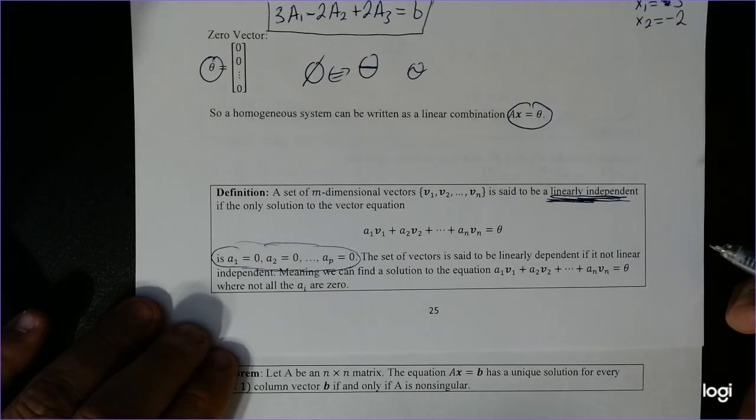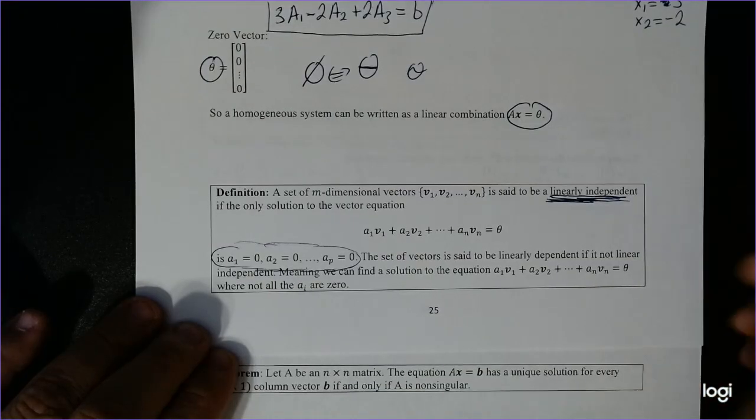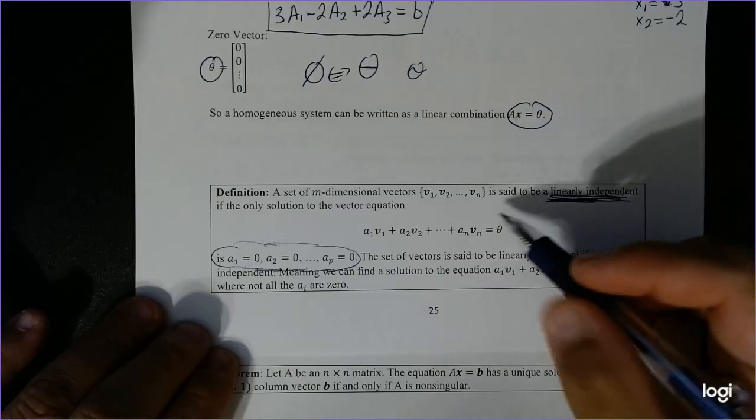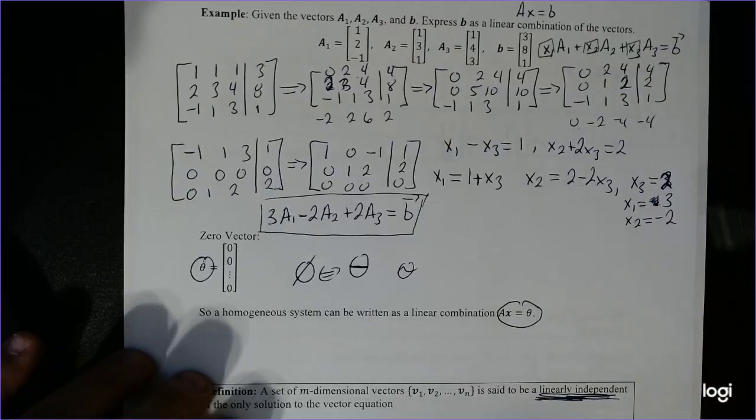The set of vectors is said to be linearly dependent if it's not linearly independent, meaning we get another solution besides that. That's pretty much what it's saying. So if we find any arbitrary one for the others, like for example here, this will not be called linearly independent because we don't actually get 0, 0, 0 as a solution.